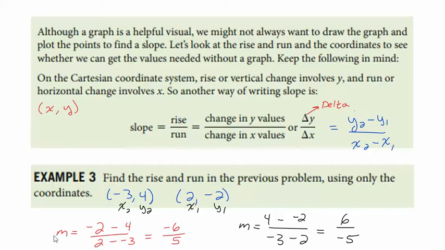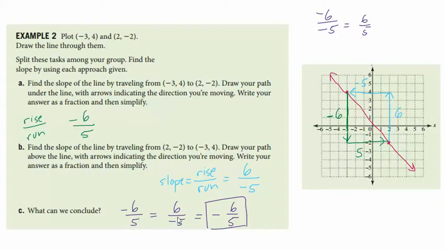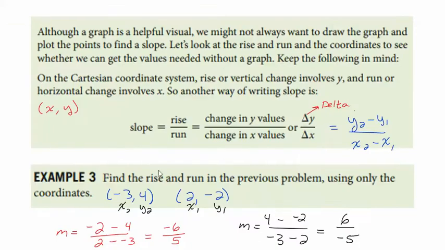Remember, these are the same thing. This is what we got when we did it on the graph. Negative 6 over 5 and 6 over negative 5. That's the two different ways that we got it when we did it on the graph. Kind of cool. Okay, so it doesn't matter what order you subtract these in as long as you're consistent. So if you do this one minus this one, then you have to do this one minus that one. You have to go in the same direction. And by using this formula, then you don't have to draw the graph to figure out the slope.